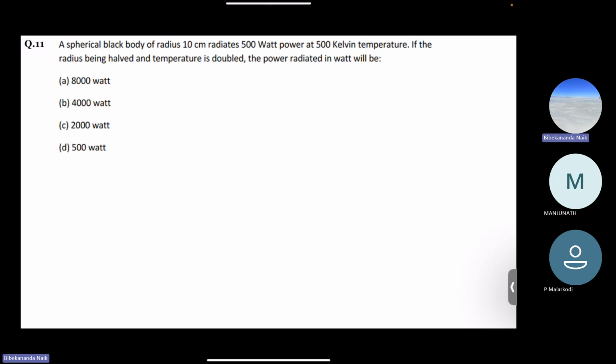Now here the question says a spherical black body of radius 10 centimeter. For a sphere, what is the total surface area? 4 pi r square. So the total area will be 4 pi r square. Now if we want to calculate the total power radiated by the black body of that area, what will be the value at a particular temperature?